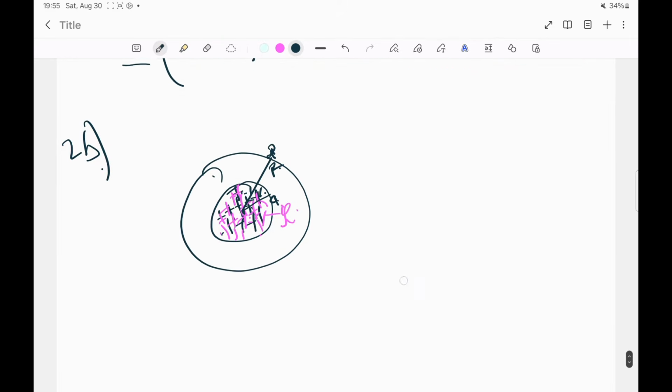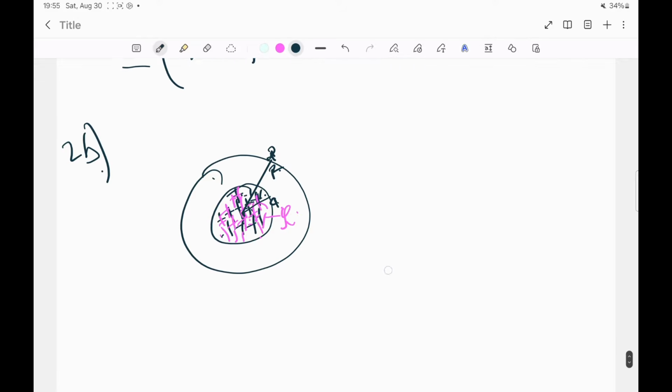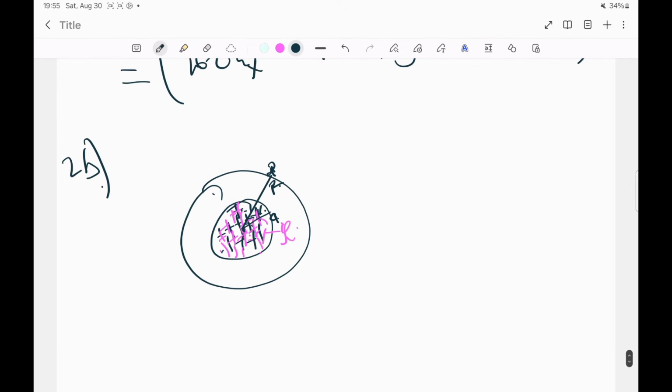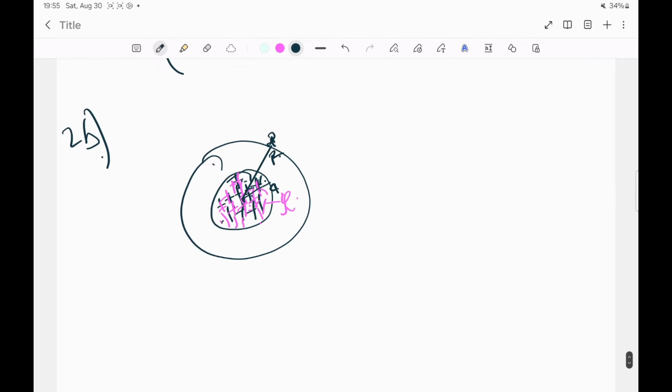Okay. So we'll continue to solve question 2b. Like I said earlier, you have a sphere, and inside the sphere we have the charges, right?